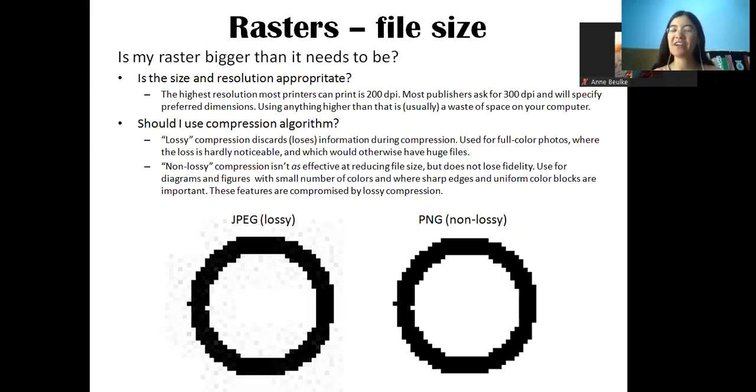So down below here are two zoomed in circles from an R plot. One was saved as JPEG on the left, the other saved as a PNG, which is a non-lossy format. You can see in the JPEG that it gets this sort of gray halo around it, which you don't want, whereas in PNG, the black stays black, the white stays white, and there's no loss of information or skewing of colors that happens.